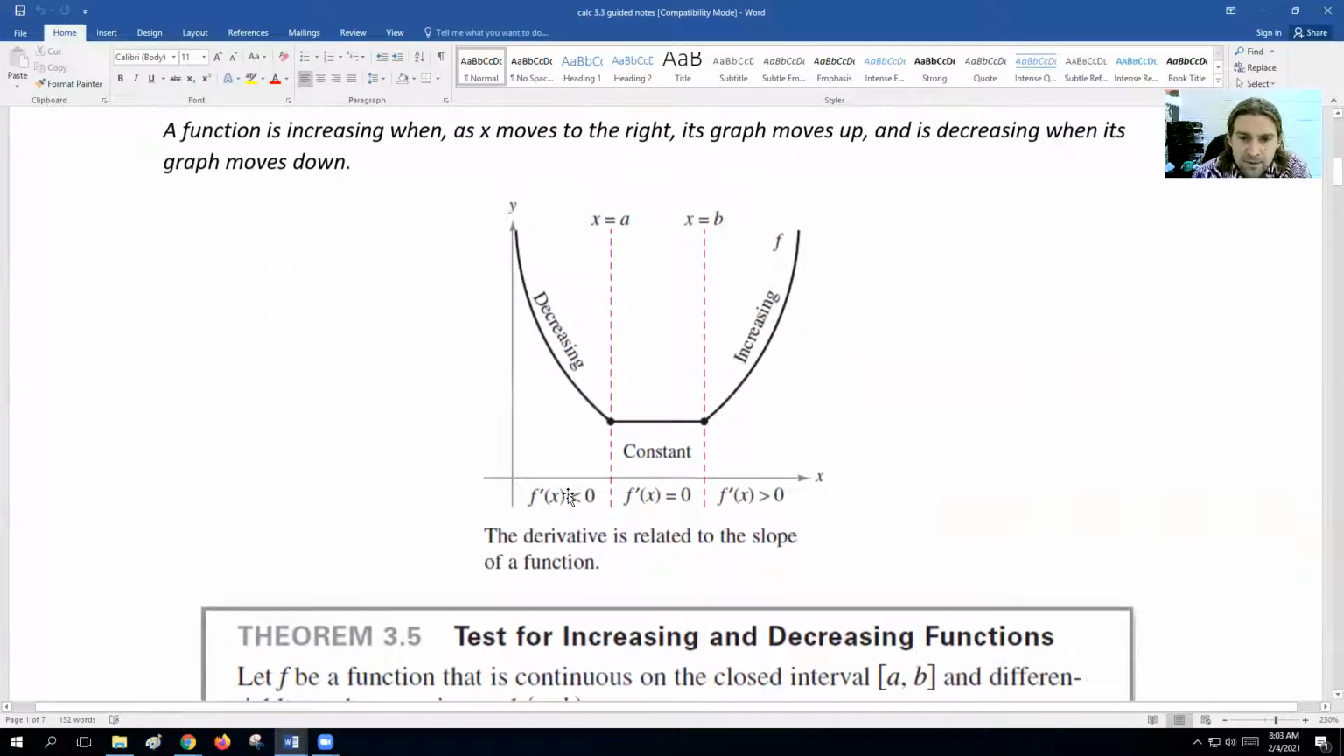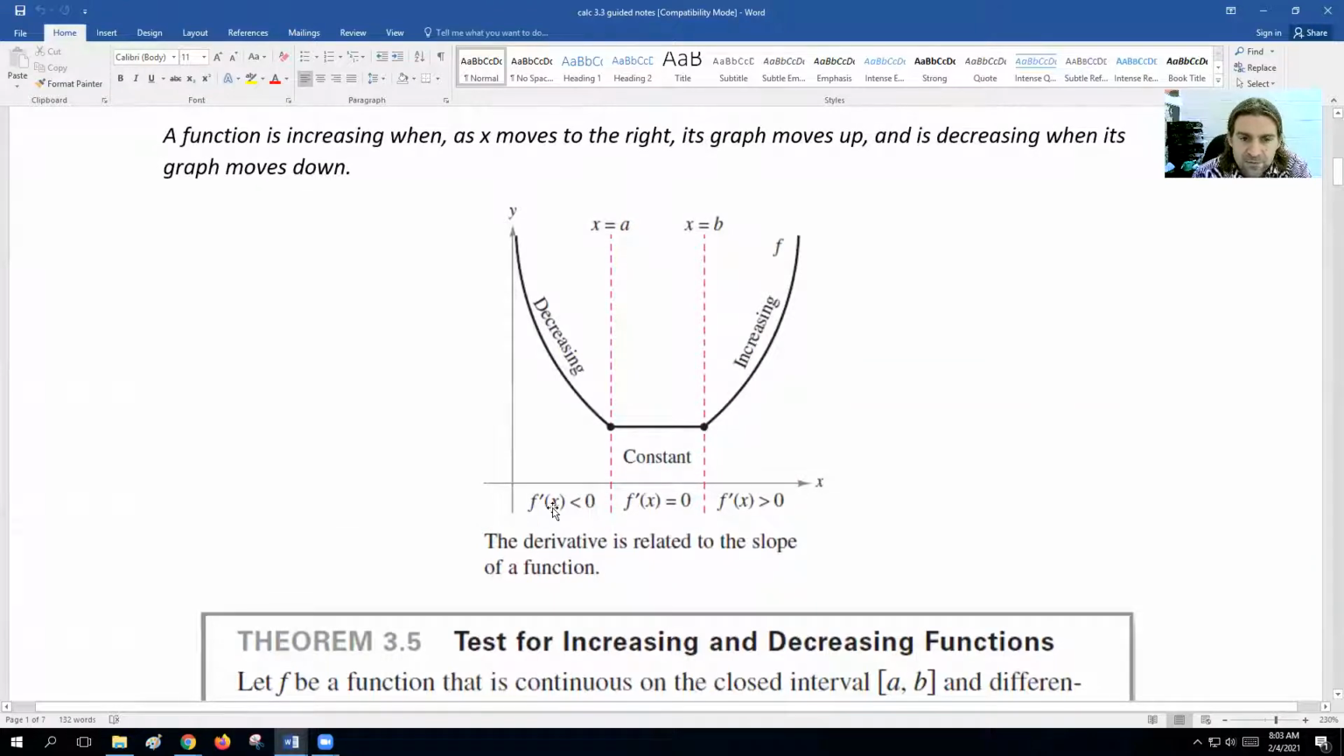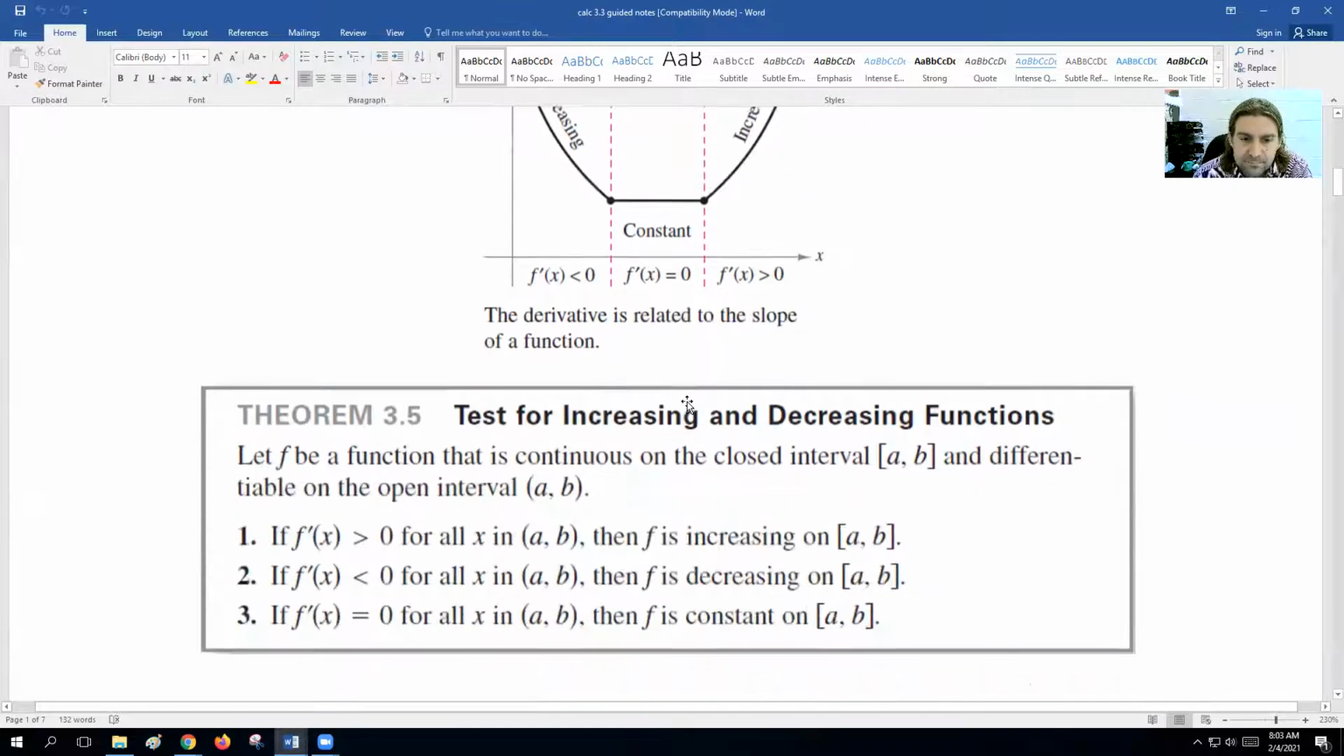Now, how does this relate to the derivative? Well, the derivative at all those x values would always have to be less than 0, a negative number. So as long as the graph is going down, or the derivative is negative, we have a decreasing function. If the derivative of x is greater than 0, or the derivative is a positive number, the graph would be going up and it'd be an increasing function. And then if the derivative is ever equal to 0, we'd have a constant value there.